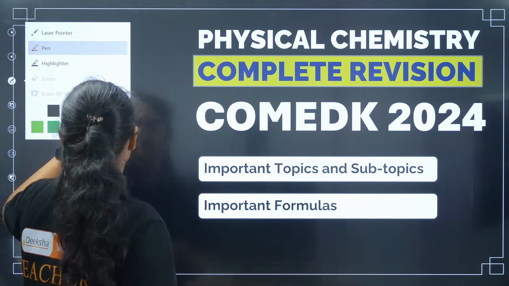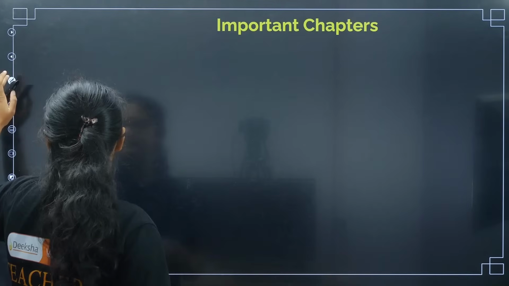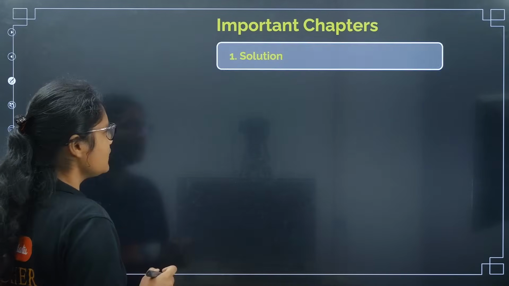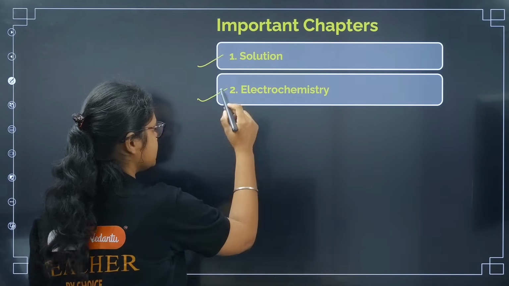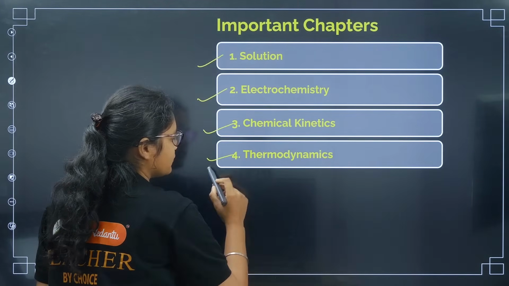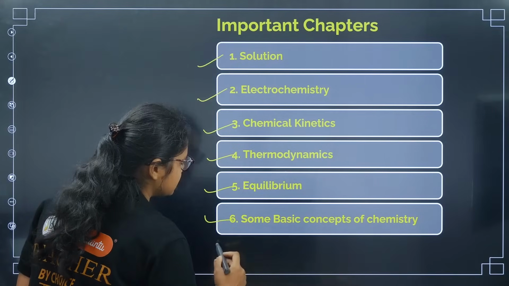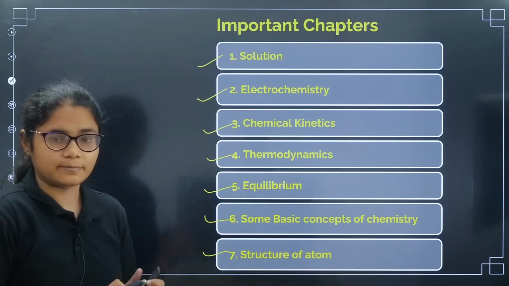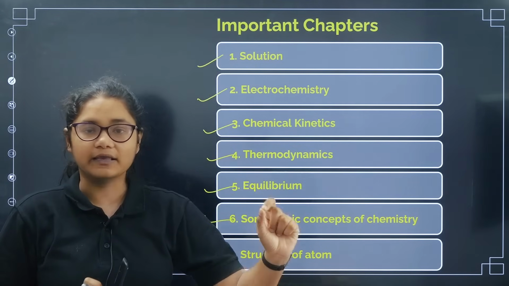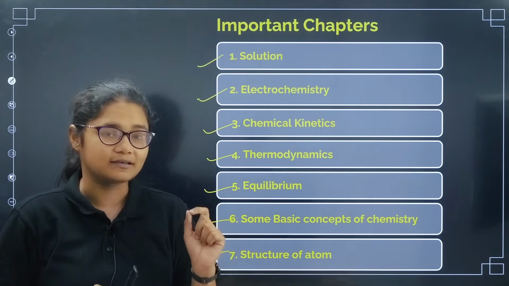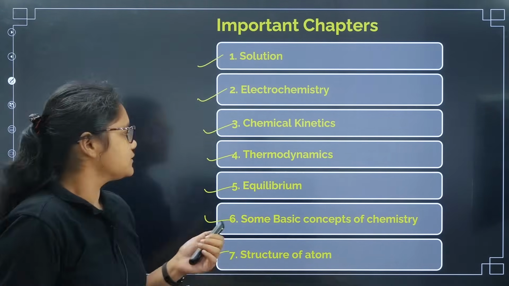Please watch it completely. First, we'll see what all chapters are there. The chapter is solutions, the most important topic. Then we have electrochemistry, chemical kinetics, thermodynamics, equilibrium, some basic concepts of chemistry and structure of atom. We will not be discussing the complete chapter. We'll be discussing the key areas, the key concepts that you must revise in this last one day, right? Okay, so let us start here.